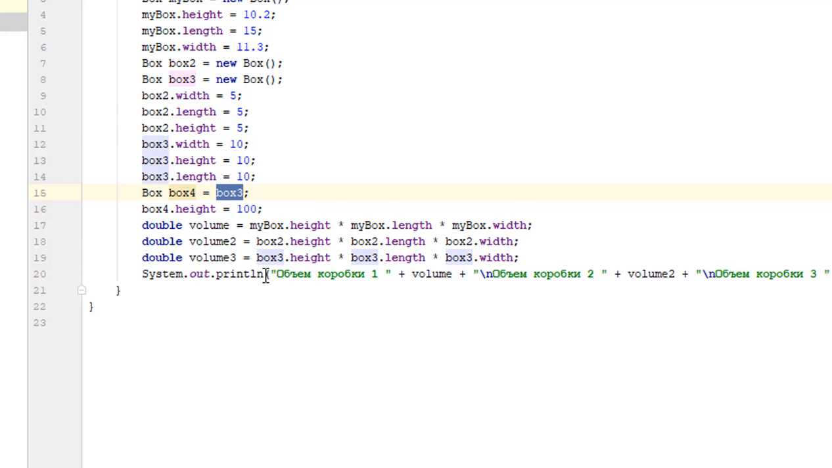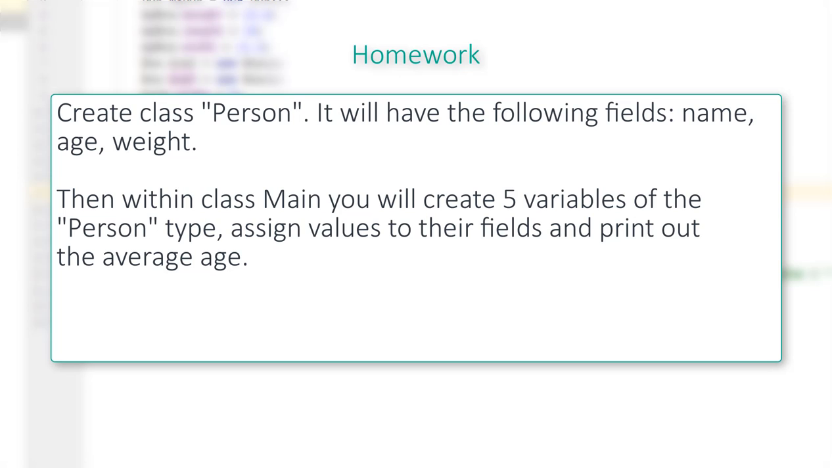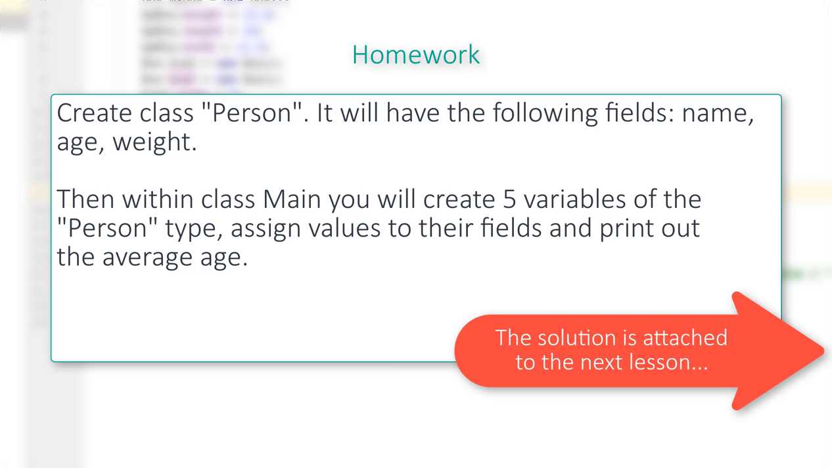Our lesson is over. At home, you will create a class Person. It will have the following fields: name, age, weight. Then within class Main, you will create 5 variables of the Person type, assign values to their fields and print out the average age.